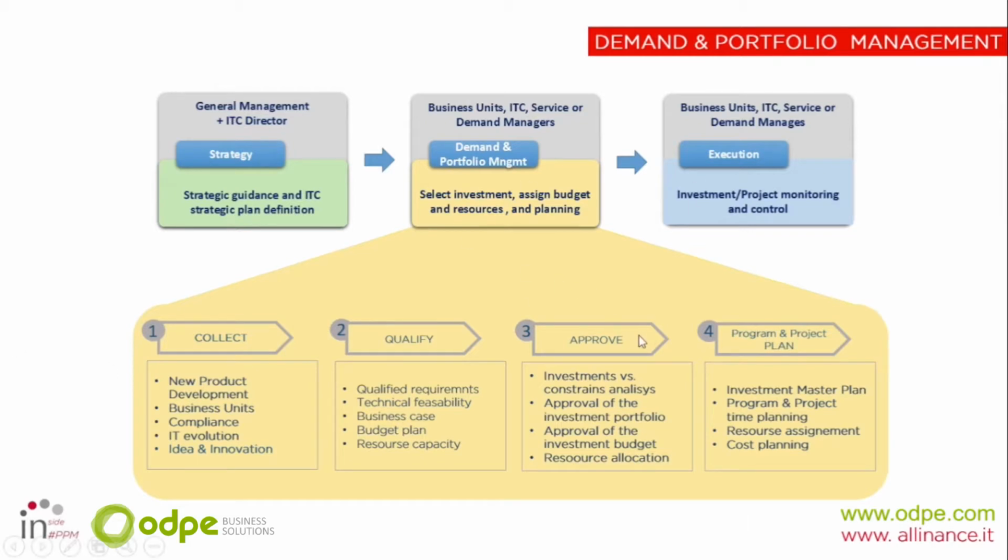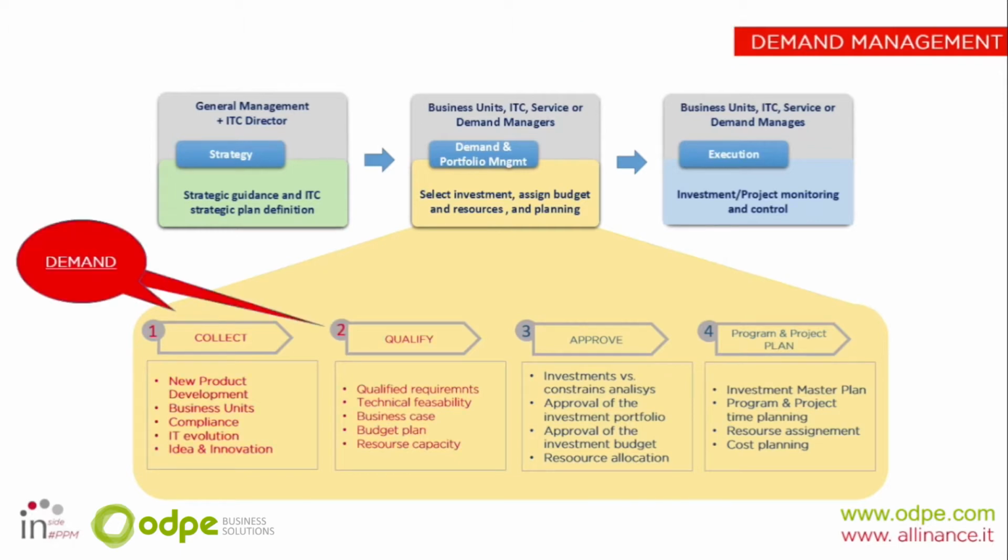In the approve phase, we need to analyze investments versus our constraints, and we need to approve a set of investments and set up budget and resources for them. And in the last phase, as we have approved some investments, we can have a master plan for all the projects and programs, then time scheduling, and then resource and cost planning. The first and second phases, collecting and qualifying, are related to demand management, which we will now see inside the CA PPM environment.